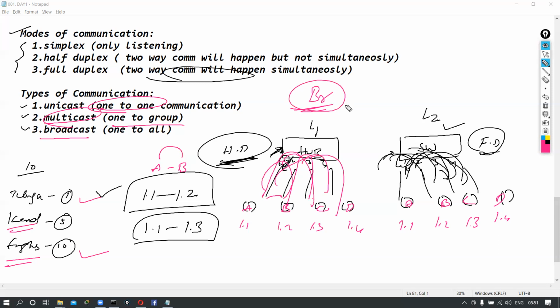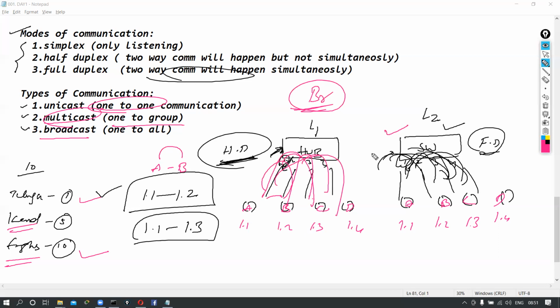That is really good. I want to send the data from A to B only. I don't want to send to the remaining guys. If one-to-one communication is done, to overcome this unnecessary broadcast, you need a device called what? Switch. The switch will do as per our requirement. I want to send the data from A to B, only A to B communication will happen. I don't want to send to the remaining guys, not required.